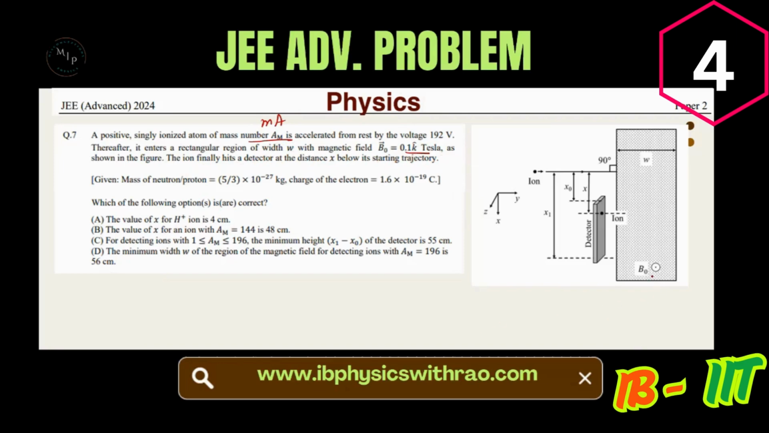See, this is your Z axis. Positive Z axis means the magnetic field is coming out from the panel, towards me. The ion finally hits a detector at a distance X below its starting trajectory. So this ion comes and hits like this over here. Earlier, the detector was somewhere over here, and it used to complete only 1/4 of a circle. Here, it's completing 1/2 of a circle. Okay, next.